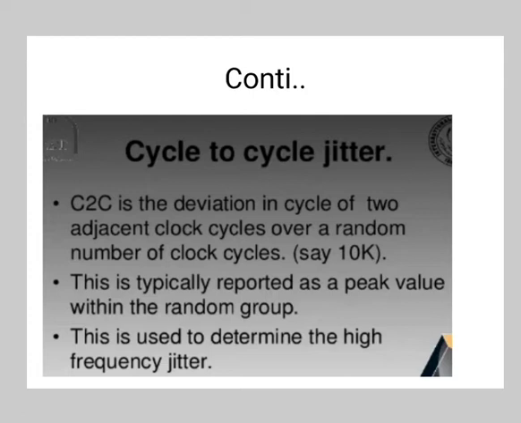Now C to C, we can say it is the deviation in the cycle of two adjacent clock cycles over a random number of clock cycles. And this is typically reported as a peak value within the random group, and this is used to determine the high frequency jitter.